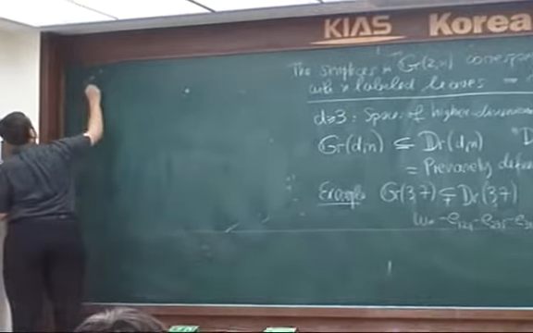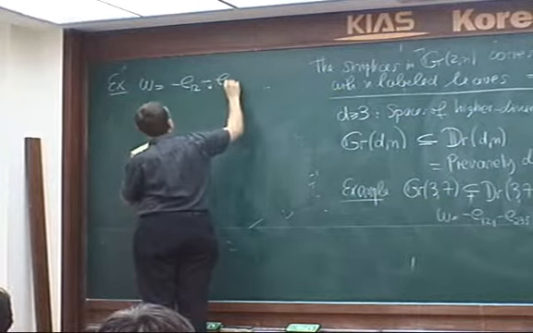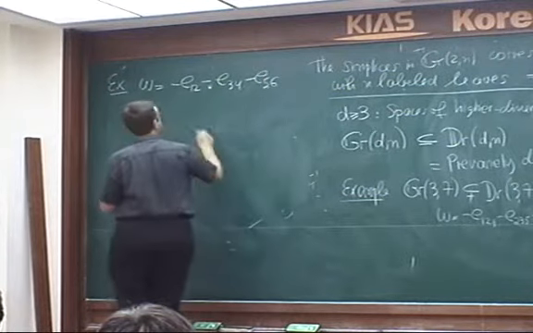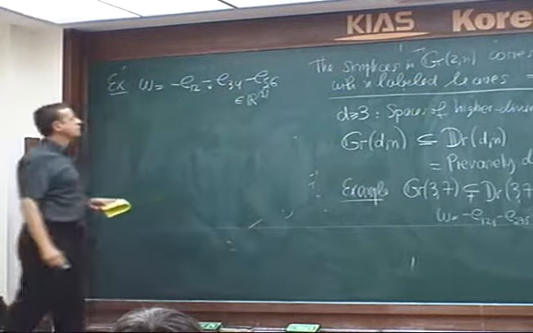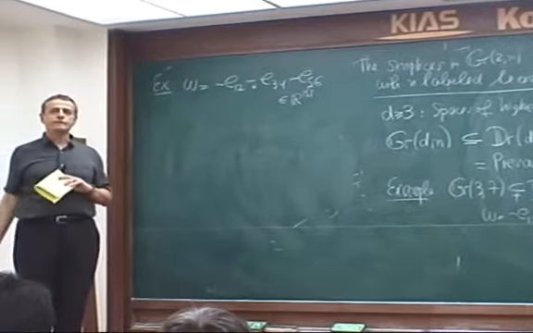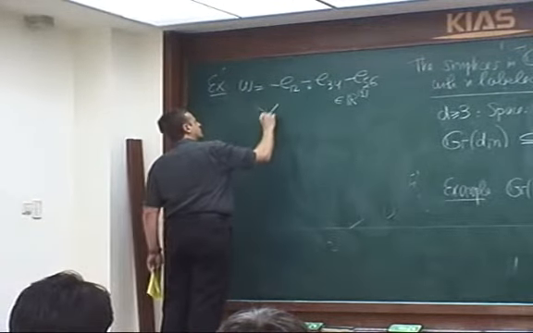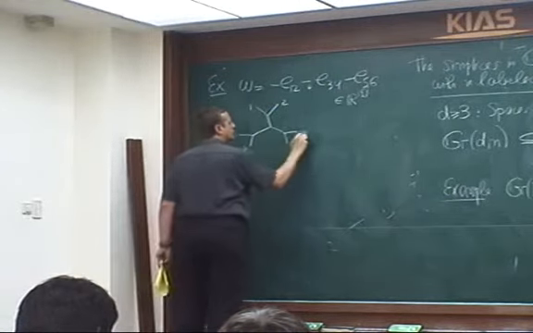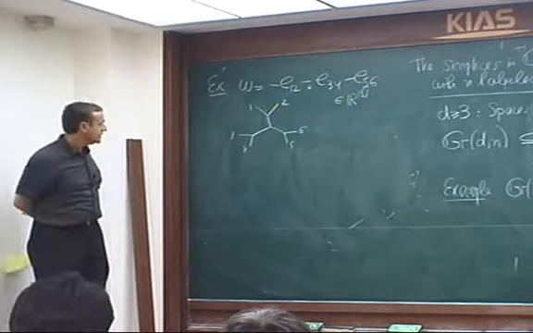Here's an example. Let's take W to be minus E12 minus E34 minus E56 in R^(6 choose 2). So this turns out to be in the Grassmannian. This is the Plücker coordinate vector of a line in projective 5 space. So we run the neighbor joining algorithm to draw this line. Very easy in this case. So it's a line that looks like this, right? So you get a line in P5 that looks like this.